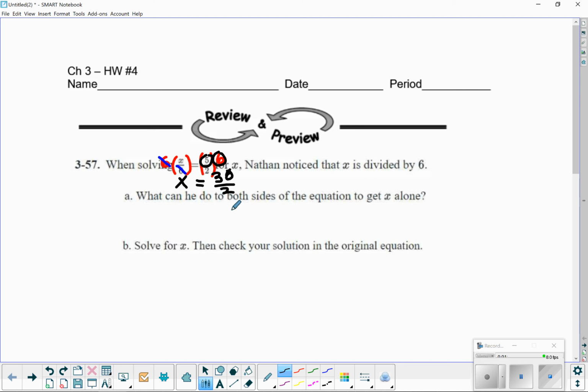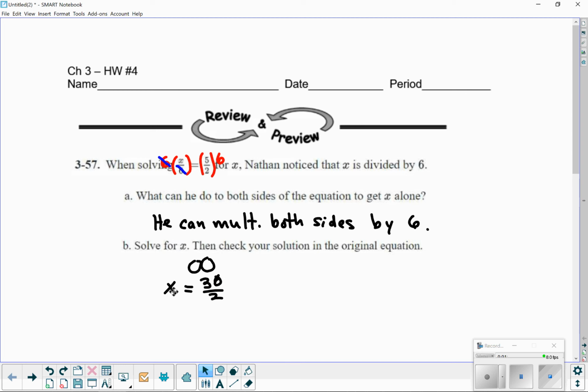Okay. So what can he do to both sides of the equation to get x alone? Okay, he can multiply both sides by 6. Okay. Solve for x. Well, I got x is 30 over 2. Right, that's what I got so far. Which means that 30 divided by 2, we get x equals 15. Okay.